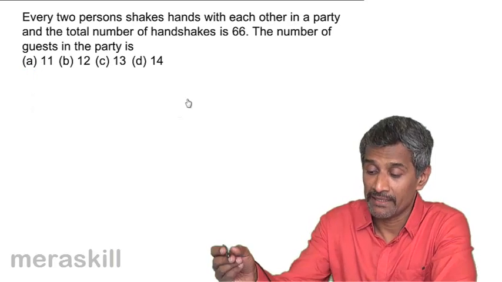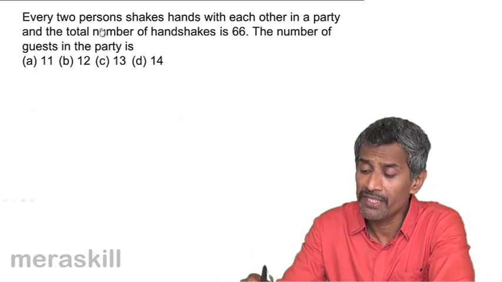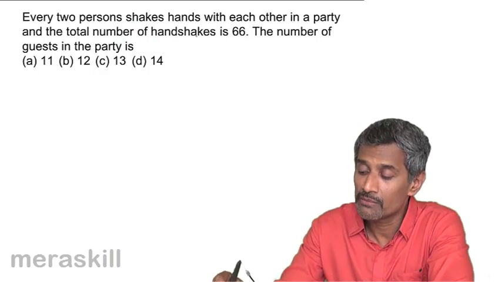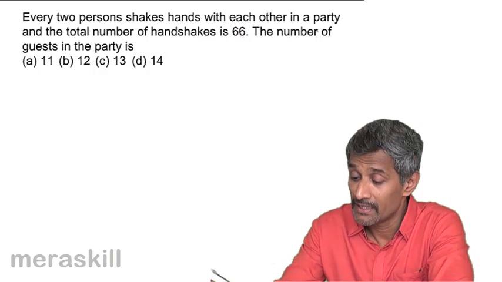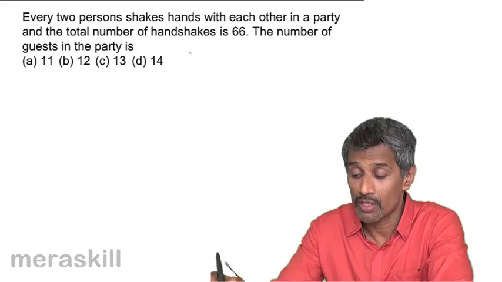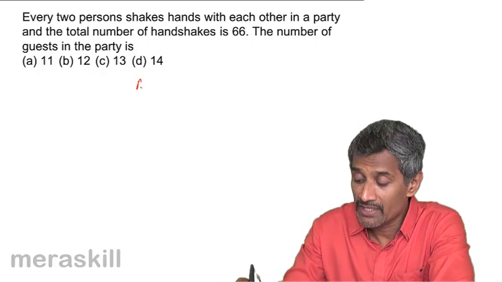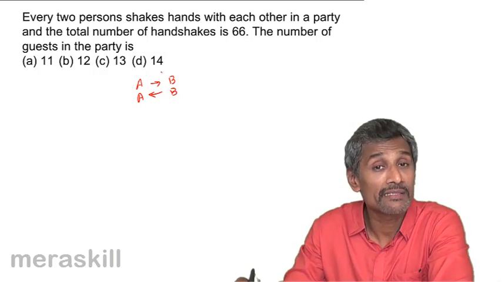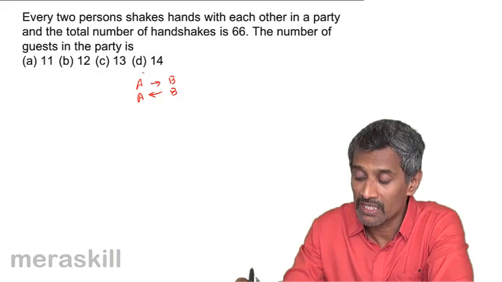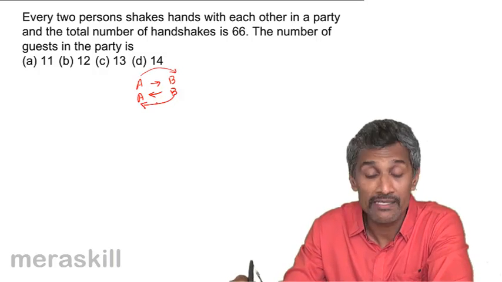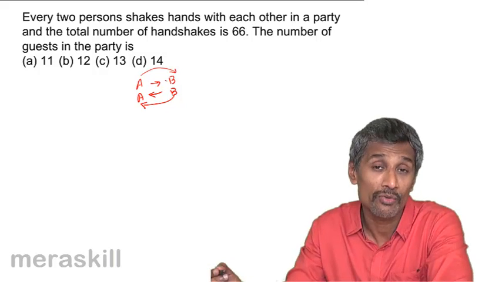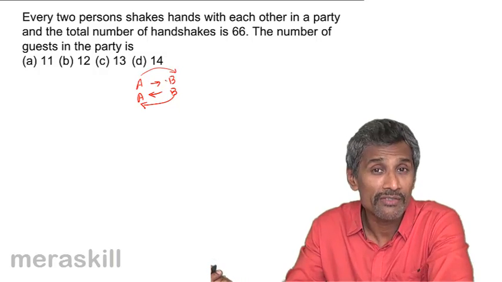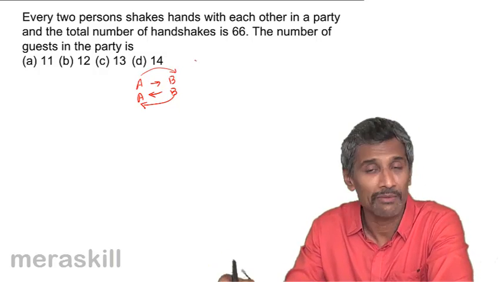The next in line. Now, every 2 persons shake hands with each other in a party, and the total number of handshakes is 66. The number of guests in the party is what? Now here, suppose A shakes with B or B shakes with A. Both mean the same. So the order in which it happens, whether A shakes with B or B shakes with A, is not important. So what do we have? Is it a combination or a permutation? Yes, when the order is not important, it is a combination. So we don't have a permutation.